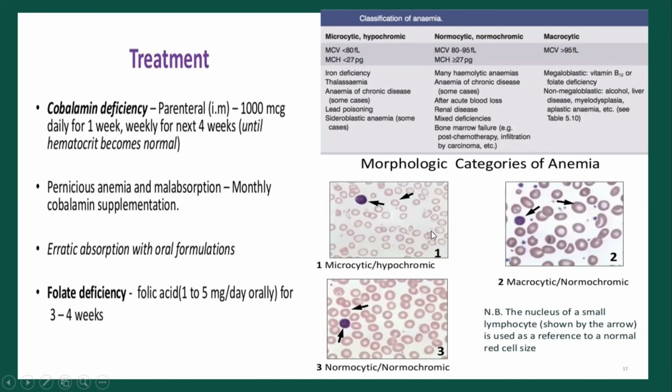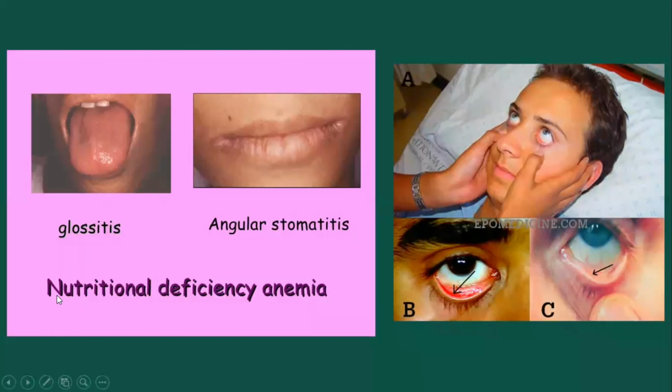Another is normocytic normochromic. Causes include many hemolytic anemias, anemia of chronic disease, renal disease, bone marrow failure due to post chemotherapy, and infiltration by carcinoma. So in this slide, this is nutritional deficiency anemia, where it is showing angular stomatitis and glossitis. This is pallor of the palpebral conjunctiva in case of anemia.